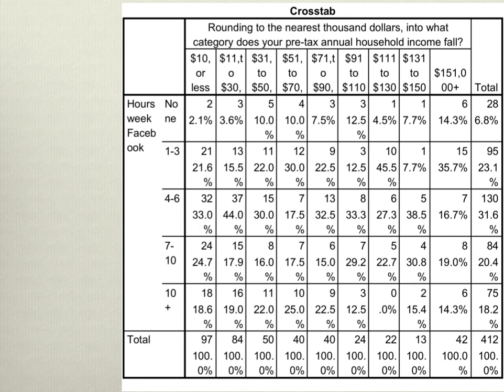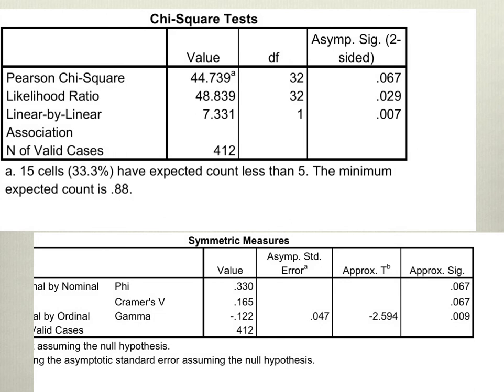This crosstab looks at income by hours per week on Facebook. Again, I have two ordinal level variables, so chi-squared is my test of significance and gamma is my measure of association. In this case, the value of chi-squared is 44.739 with 32 degrees of freedom. P equals 0.067. Very close, but I cannot reject the null at the 0.05 level. However, I'd still probably say there's some evidence of a relationship.